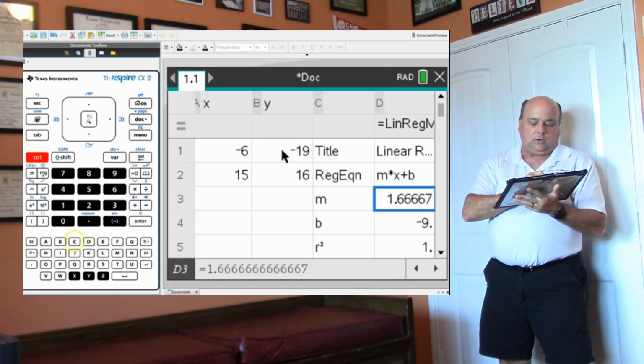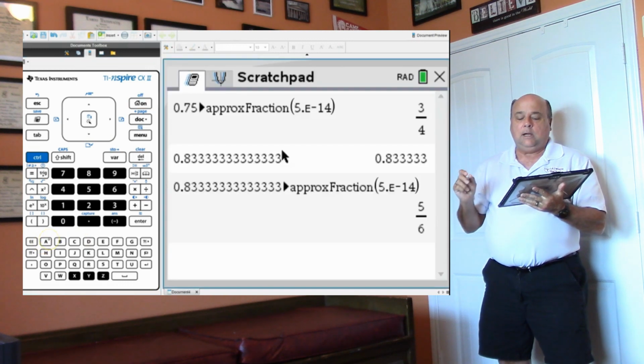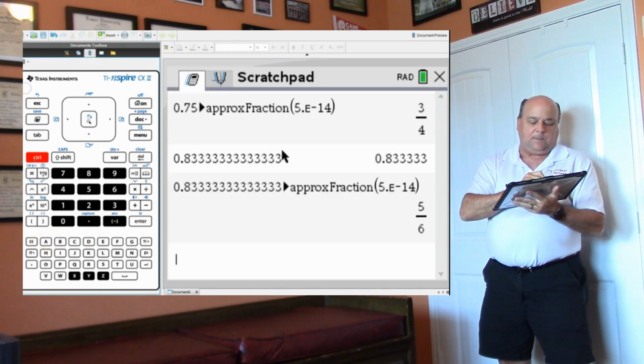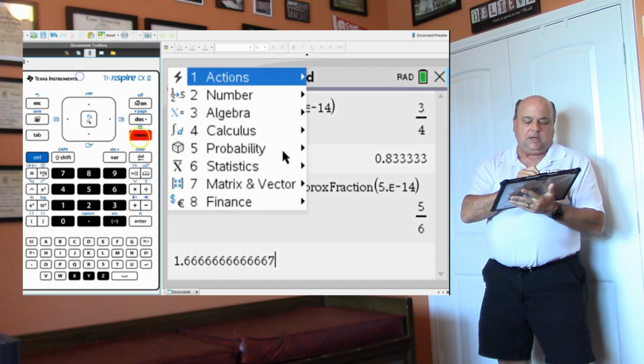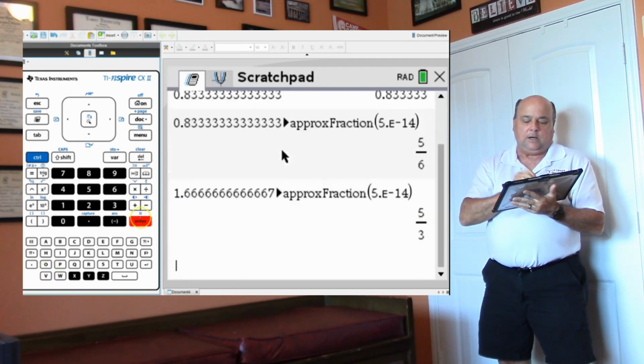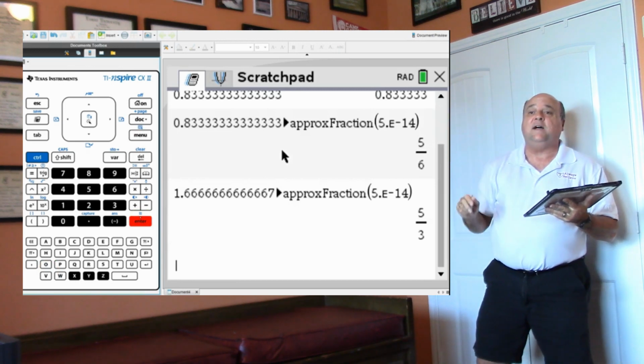So I'm going to hit Control C. And then I'm going to hit Home and A. And now I'm going to hit Control V to paste. And then menu 2, enter. And the 1.6666 turns into 5/3.